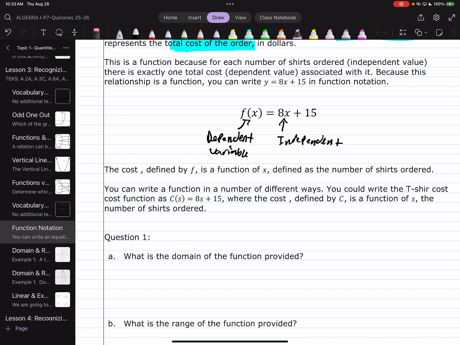What is a domain? What's the lowest amount of x values that exist in this scenario? Think about it.